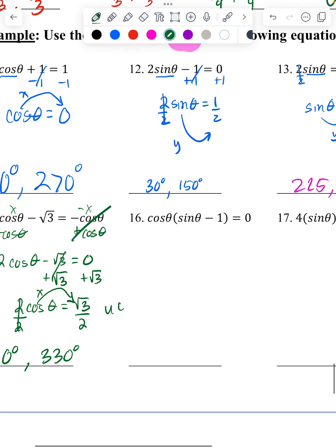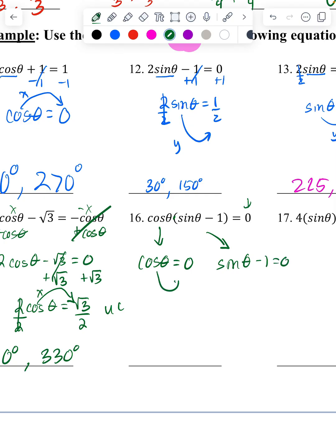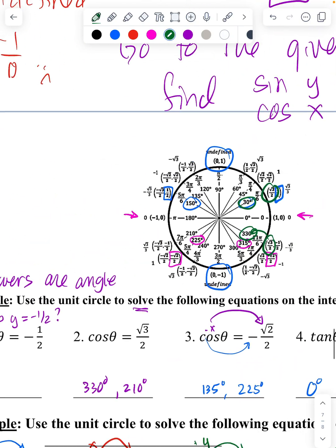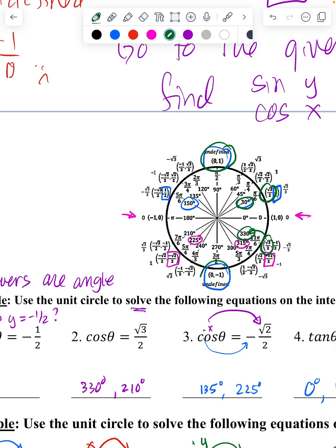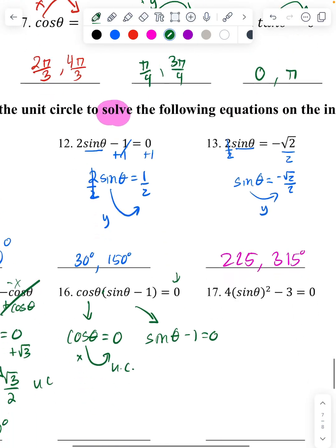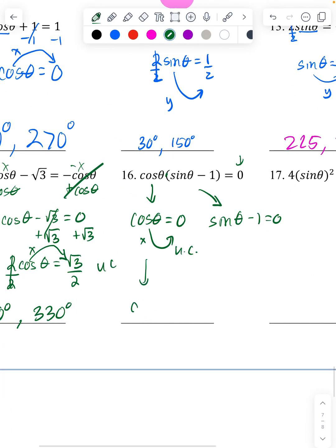Okay, so this one's kind of tricky, but the only way that one thing times another is 0 is if one of them is 0, because 0 times anything is 0. So I either need this to be 0 or I need this to be 0. So on the unit circle, I can look and see where cosine, meaning x, is 0. And that's going to be at the top and the bottom. So in degrees, this one gives me the answers 90 and 270.